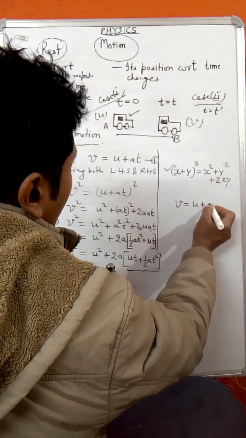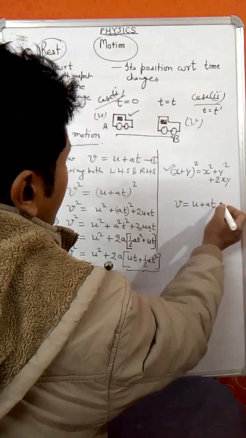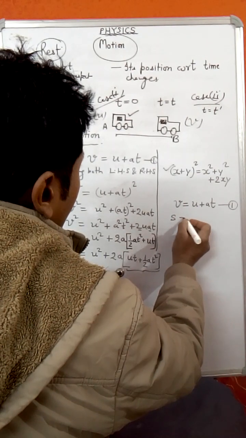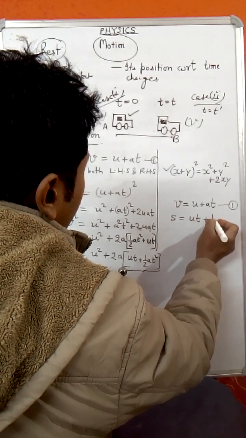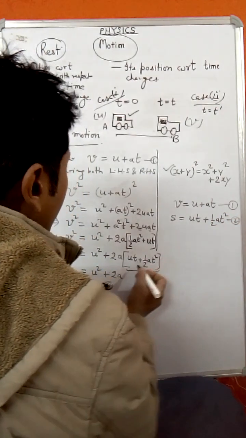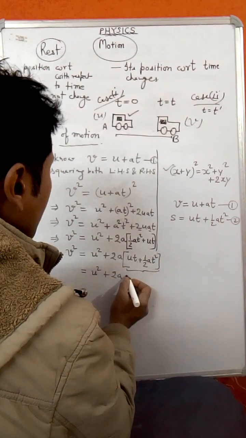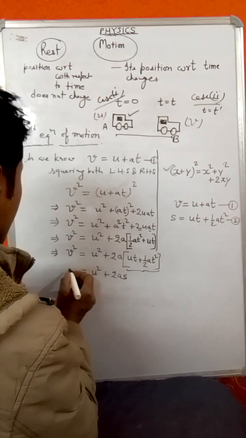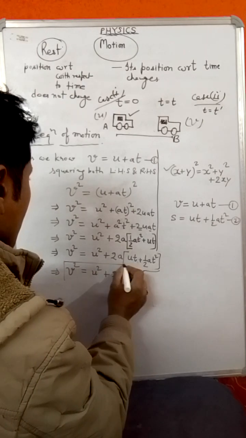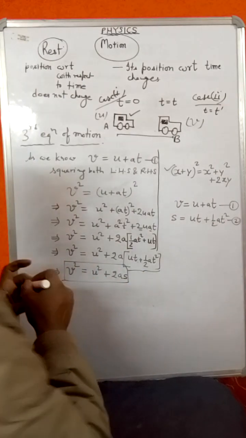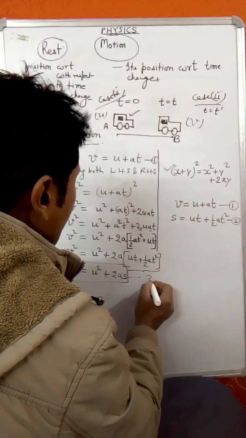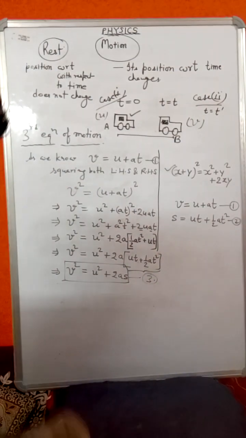equation of motion number 1 was v is equal to u plus at, and second was s is equal to ut plus half at square. This was the second equation, right? This is the same thing. What we can write it simply as 2as. So what we got finally, v square is equal to u square plus 2as, hence making it equation number 3.